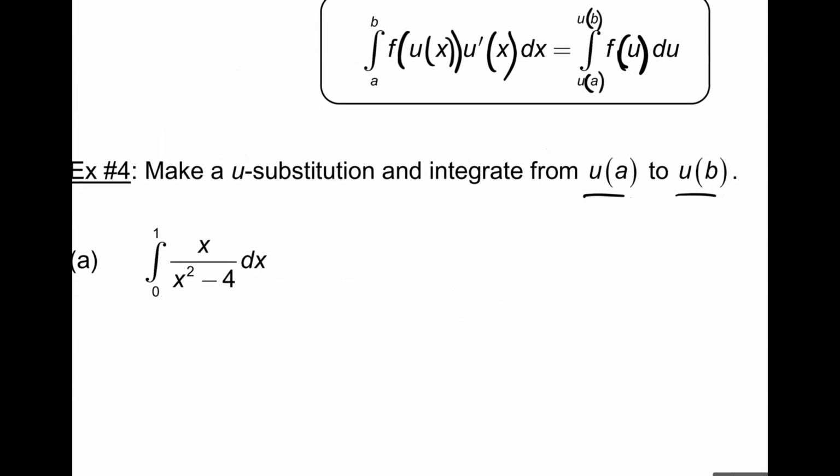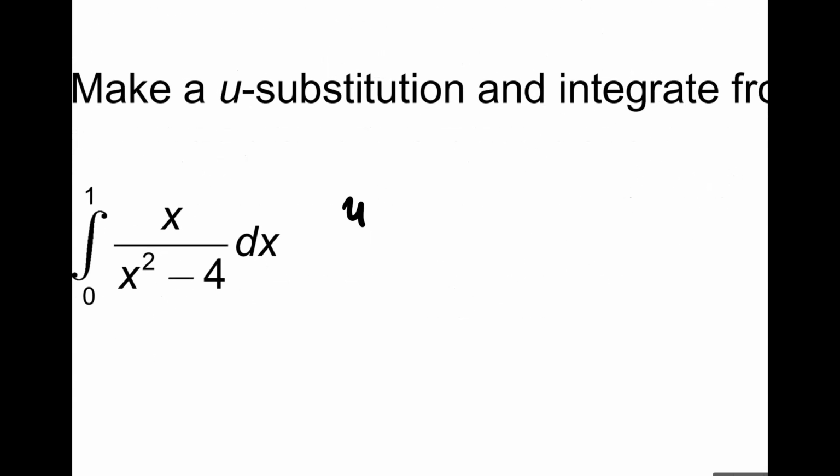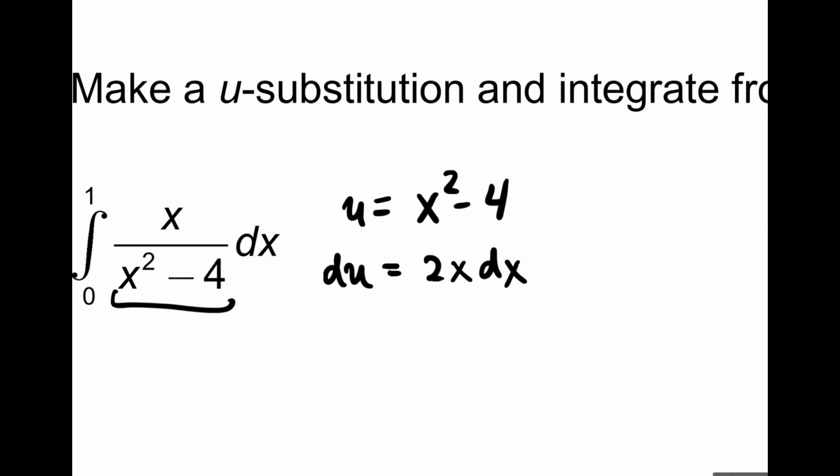So what does this look like? I'm going to let u be my inside function, x squared minus 4. That means du is going to be 2x dx. I have x dx, not 2x dx. So I have to get that 2 to the other side and fix my coefficients. Divide by 2 on both sides. Now 1/2 du is equal to x dx.